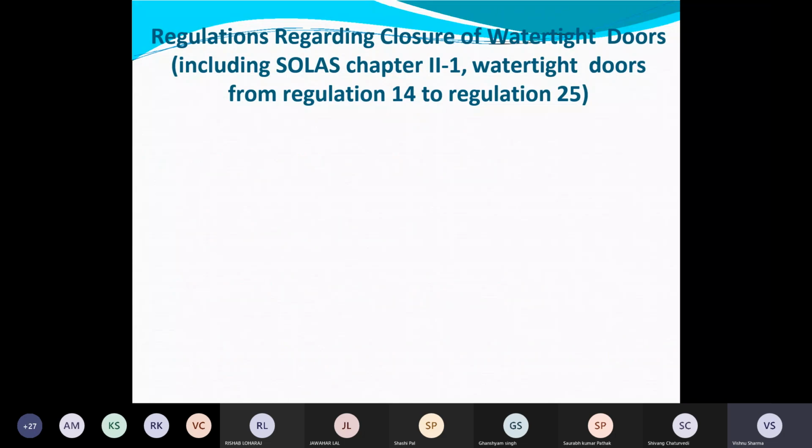Now, in SOLAS, there are certain regulations. So chapter 2.1 of SOLAS, regulations 14 to 25, stipulate the requirements that have to be met by the watertight doors. So the performance of the watertight doors is to be regulated, and they are covered under SOLAS chapter 2.1, regulations 14 to regulation 25.